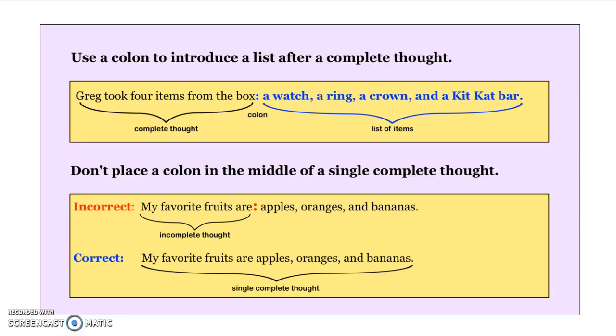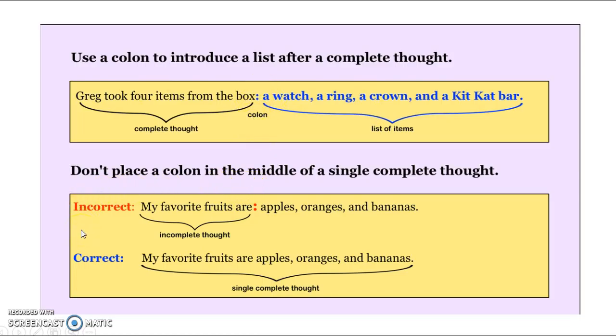So the first part, Greg took 4 items from the box, is a complete thought. We call that an independent clause, which we went over last week, and that could stand on its own if we wanted it to. So that's a good use of the colon because the list is coming after this, and this is the complete thought. There's the colon in the middle.